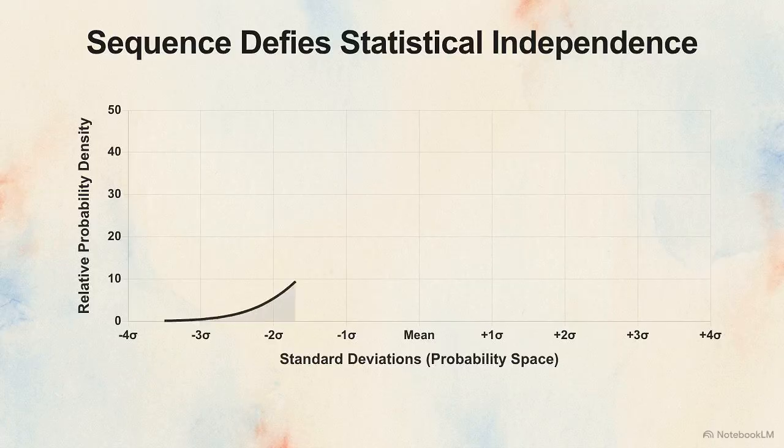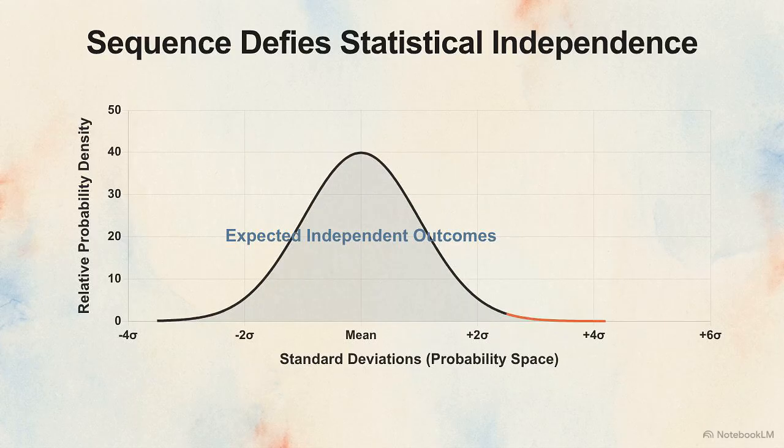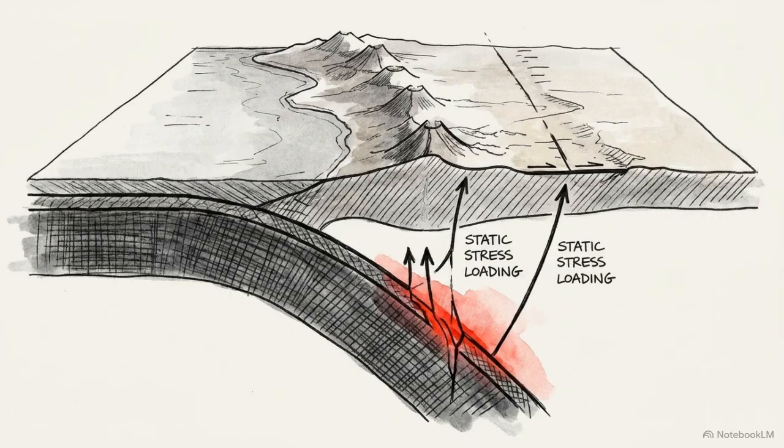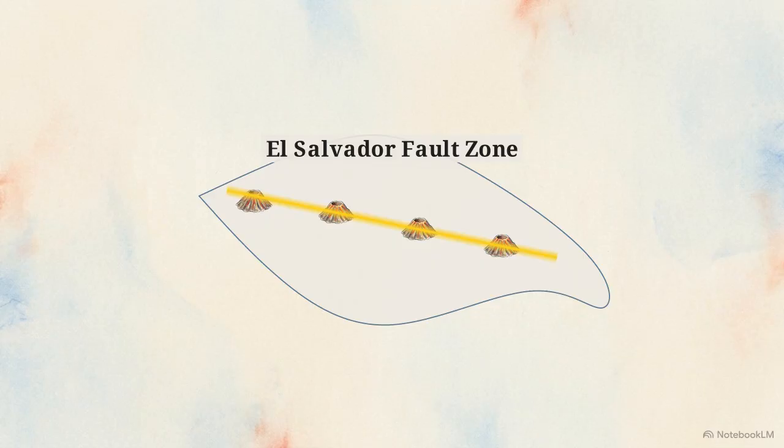If these deep offshore faults and the shallow inland faults were independent, this recurring sequence would be a statistical outlier. The proximity of these events suggests they are not independent clusters. The offshore activity appears to be the mechanical driver for the subsequent crustal ruptures. To find the link between the ocean floor and the continent, we have to look at the structural receiver in the overriding plate, the El Salvador fault zone.